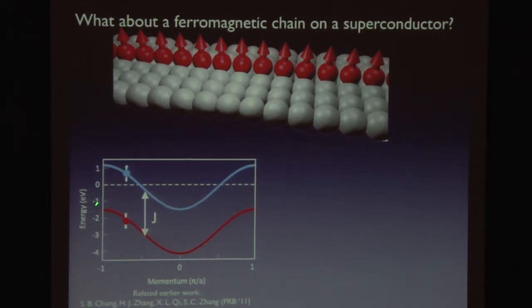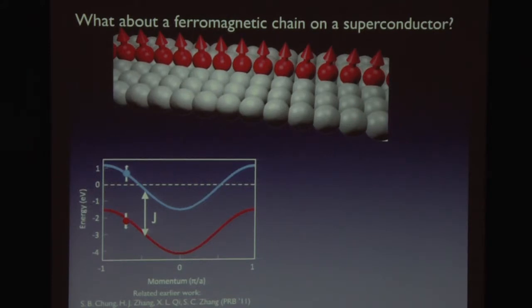It takes the bands of electrons moving along this chain, energy versus momentum, and splits them by the exchange interaction. This is what we call the majority band. This is called the minority band. And this is the exchange interaction between them. Now, normally, nobody in their right mind would think that you can put this next to an S-wave superconductor and get superconductivity. This is a magnet, and this is a superconductor, the opposite.